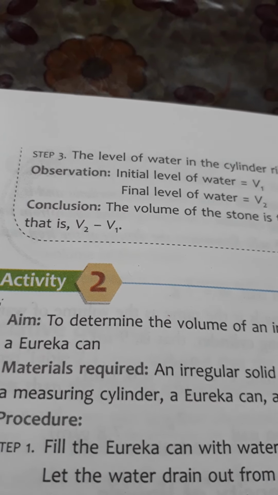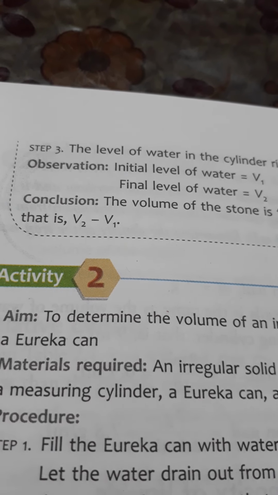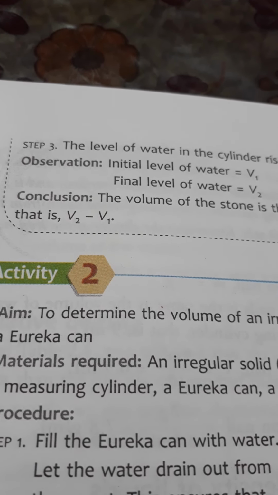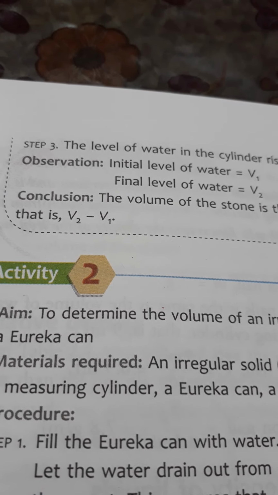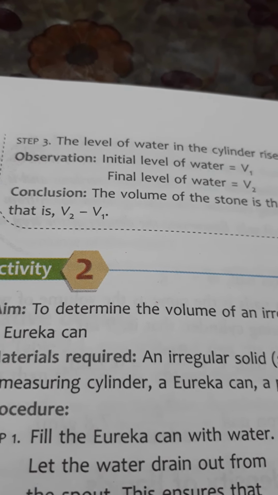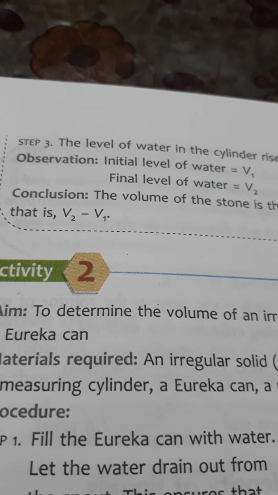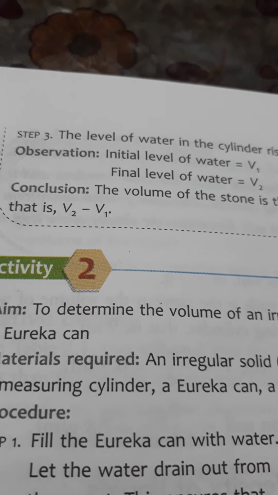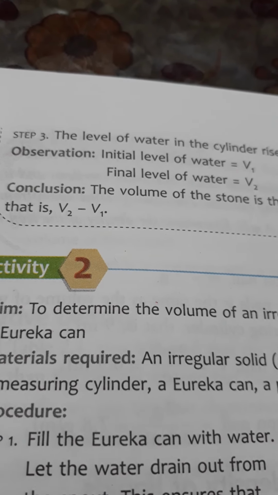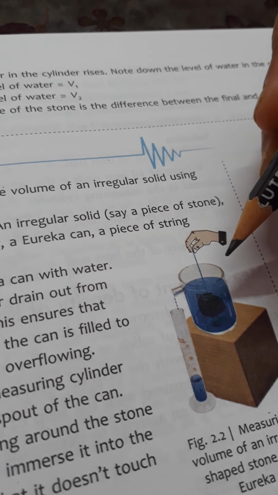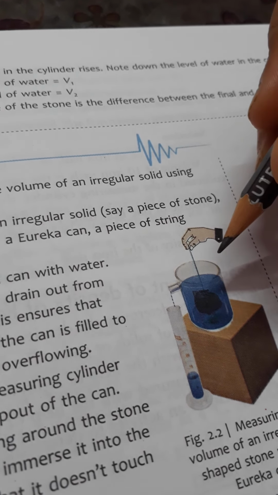Activity 2 is almost the same procedure, because our focus is how to find the volume of an irregular solid. You already learned one way to find the volume of an irregular solid using a measuring cylinder. Here we are using a Eureka can. At first, students, you have to know what a Eureka can is. A Eureka can is a can designed by Archimedes to measure the volume of an irregular object.